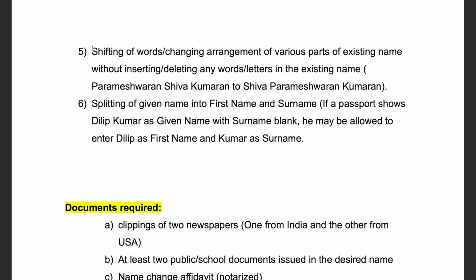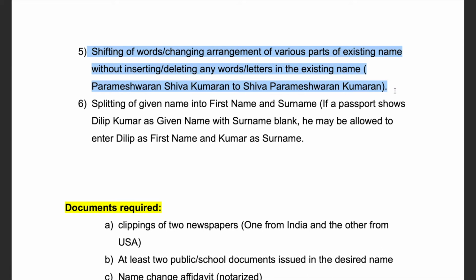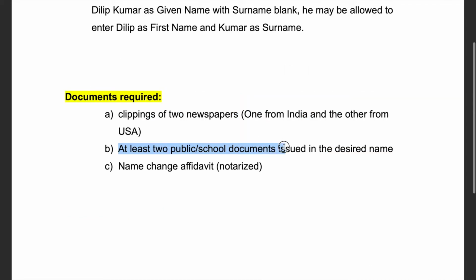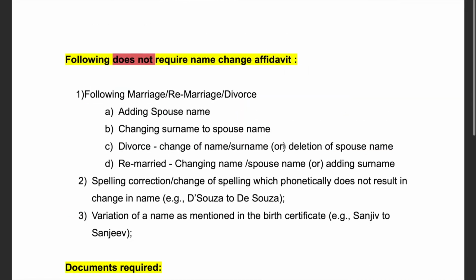In case of shifting words, that is interchanging words in your name, for example Parameshwaran Shivakumar to Shiva Parameshwaran Kumar, in this case the first name and middle name are interchanged. For these conditions you have to submit a name change affidavit, but you don't need to advertise your name in the newspaper; a newspaper clipping of the new name is not required. And also for splitting the given name into first name and surname, for these two scenarios you don't have to submit newspaper clippings. You only have to submit the name change affidavit with at least two public or school documents as proof. I hope this is clear.